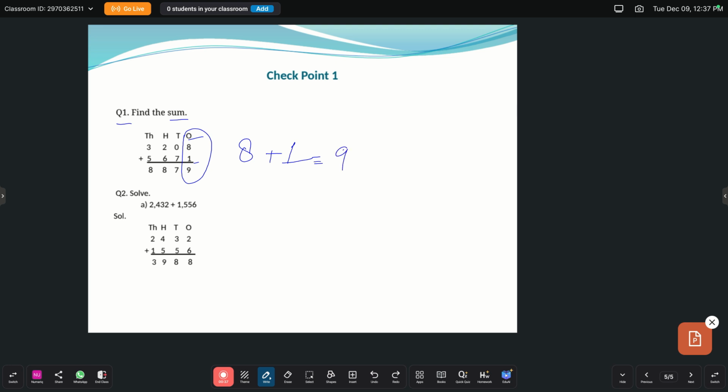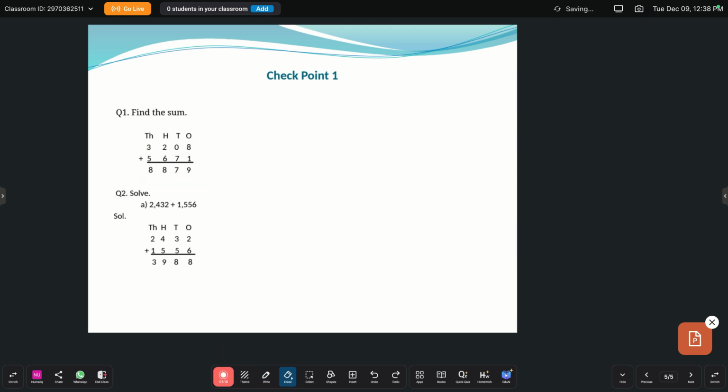Now moving to tens column, here we have 0 in the first addend and 7 in the second addend. So 0 plus 7 is 7. Now move to hundreds column. Here the first addend has 2 and the second addend is 6. So 2 plus 6 is 8. Now move to thousands column. In thousands column, we have the first addend 3 and we have to add it with 5, the second addend. So 3 plus 5 is 8.